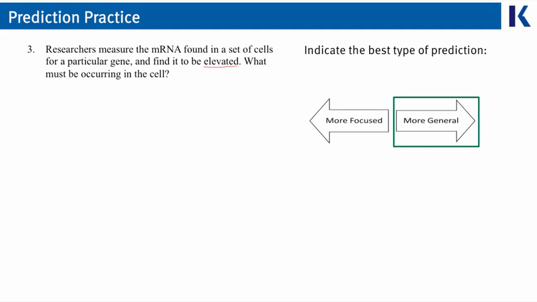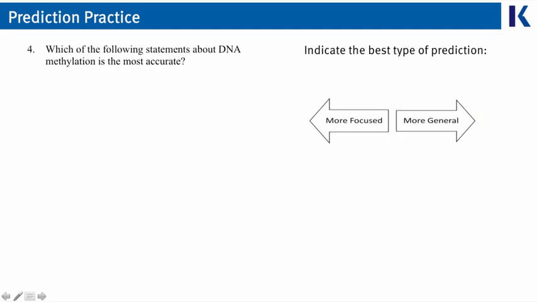Given the fact that there are many possible specific predictions we could make here, it actually behooves us to think more generally about the science and to look for an answer choice that fits into that theme, that the cell is being signaled to create more protein because mRNA would later be translated to form that protein. Let's check out question 4.